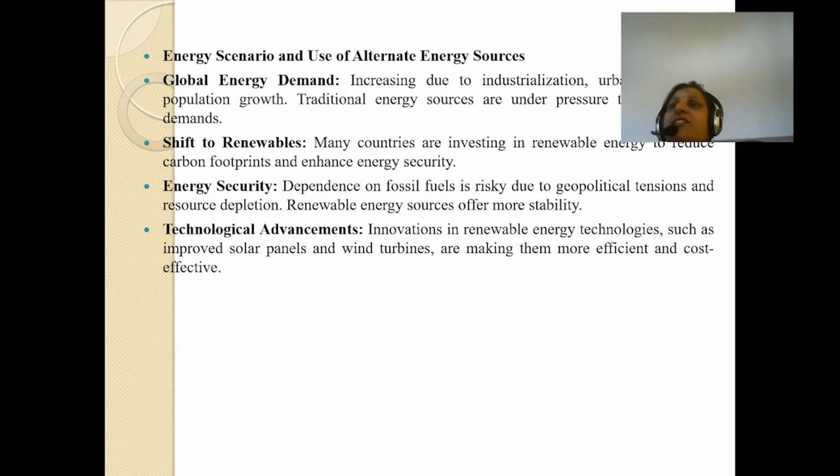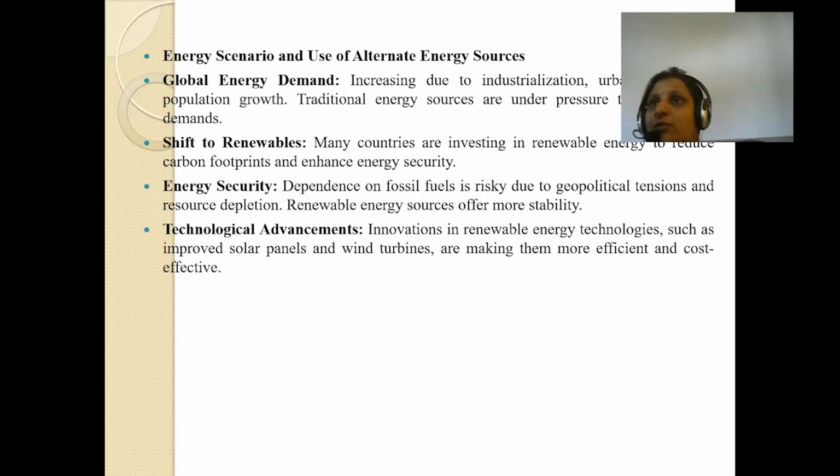Many countries are investing in renewable energy to reduce carbon footprints and enhance energy security. Various countries are investing in renewable energy so that they can reduce the impact of carbon dioxide, their carbon footprints. And as we have talked about, if we produce locally, it will enhance the security of energy and obviously economic security.